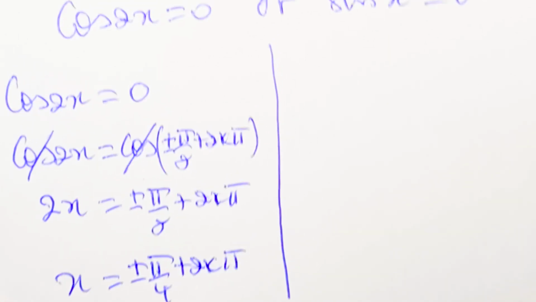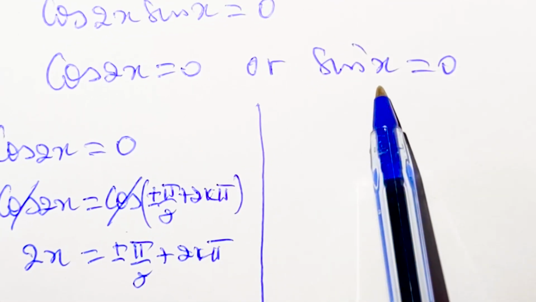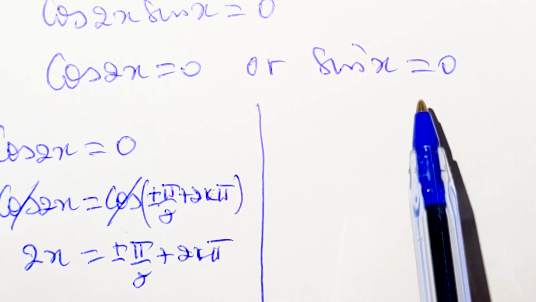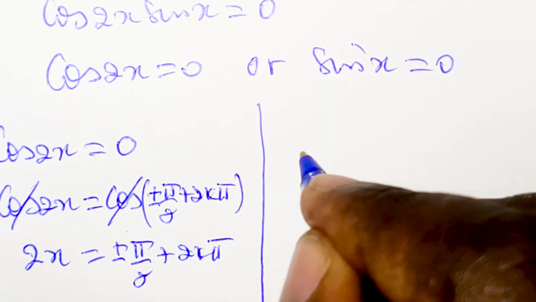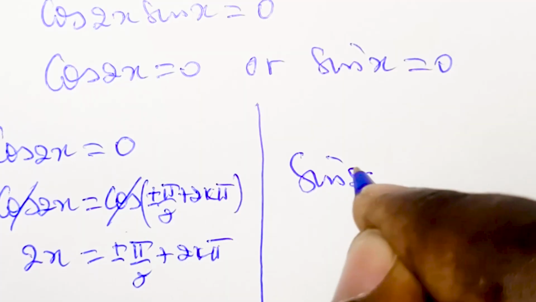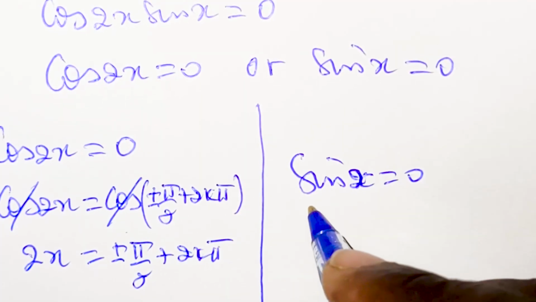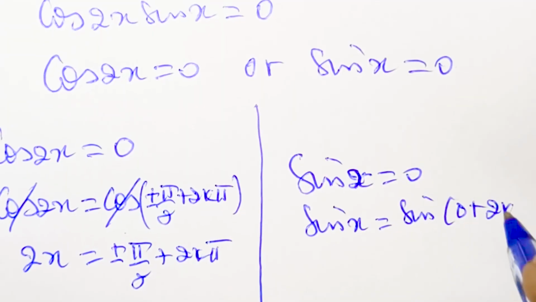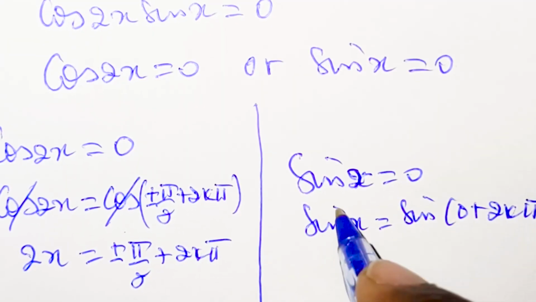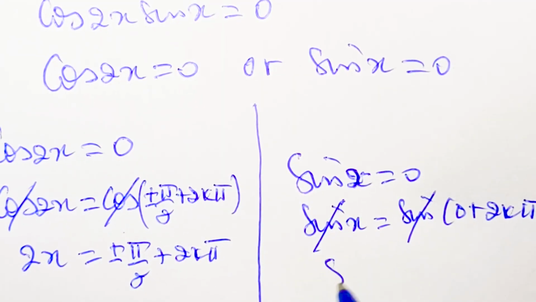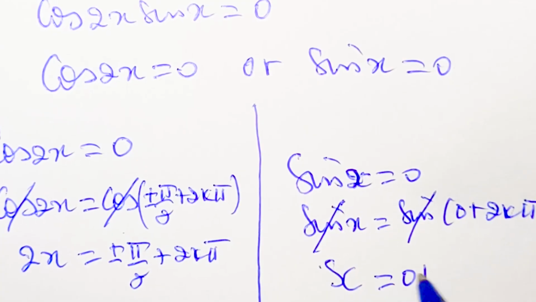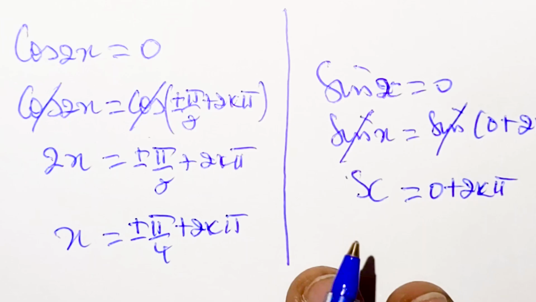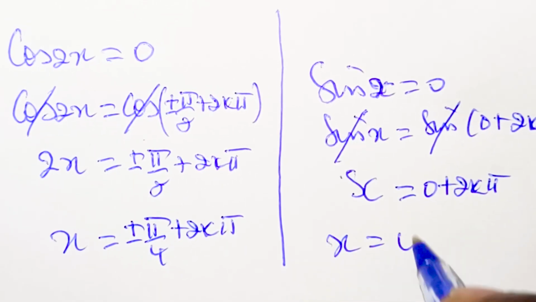k pi. Let's come back here to sine x, which is 0. Since sine x is 0, the angle which gives 0 in sine is 0. Well, sine x must be the sine of 0 plus the period 2k pi. And cancel sine on both sides. x will be 0 plus 2k pi. And you know 0 is an identity element in addition. That's why here x must be 0 plus 2k pi.